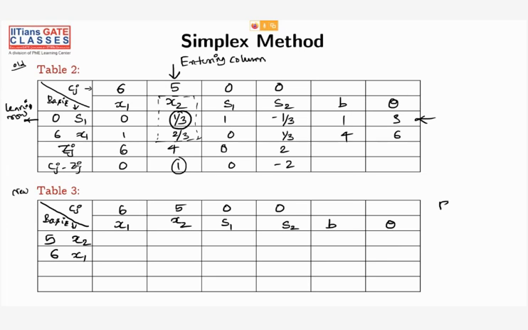So r1 new is equal to r1 old into 3. So this whole row into 3. 0 into 3, 0. 1 by 3 into 3, 1. 1 into 3, 3. Minus 1 by 3 into 3, minus 1. 1 into 3, 3. Now I have to make this 2 by 3 zero.